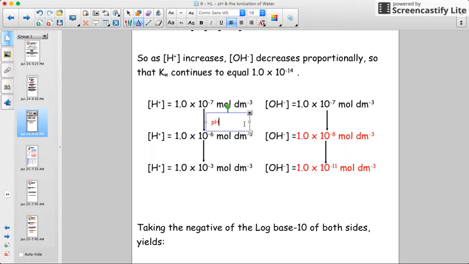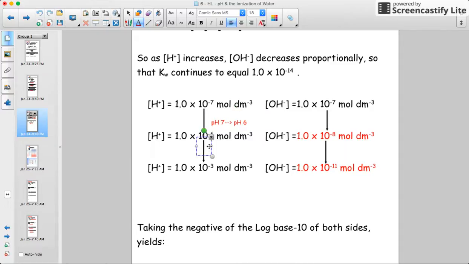So this means pH 7 becomes pH 6. Because now the exponent went from being minus 7 to being minus 6. So the concentration increased by 10 times for the H plus concentration. So the pH has dropped by 1.